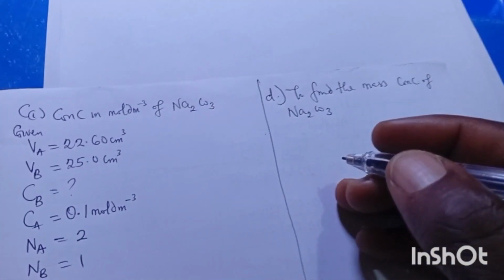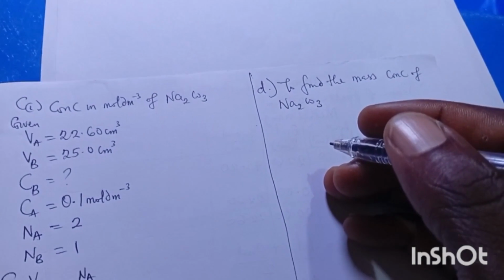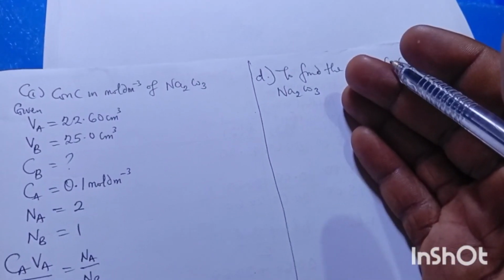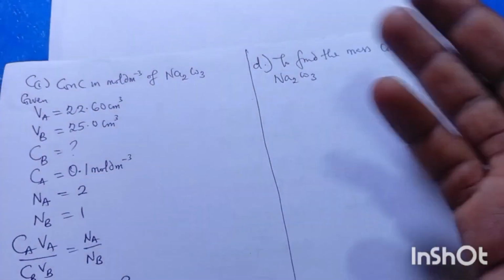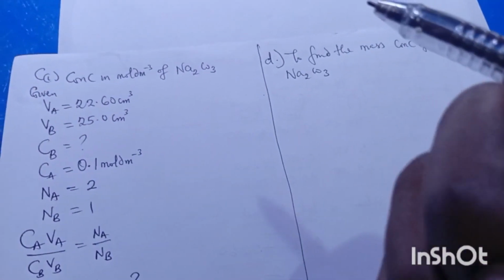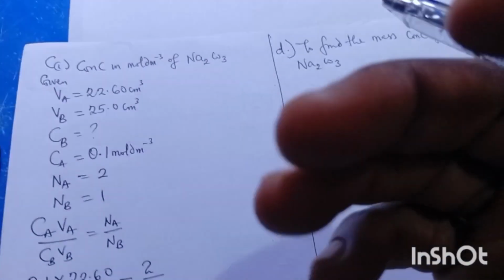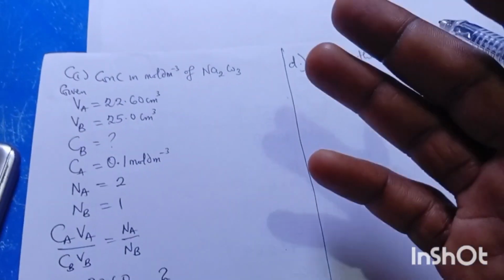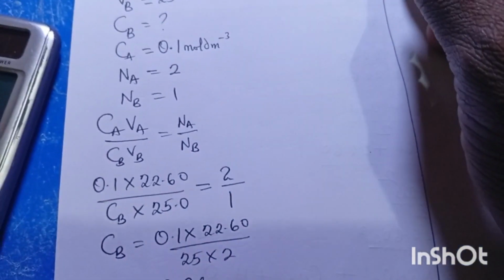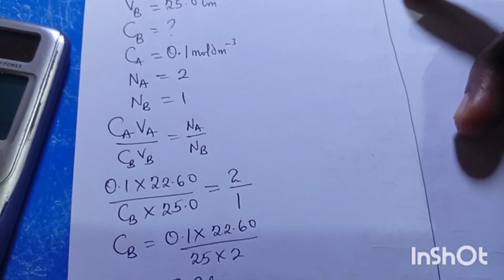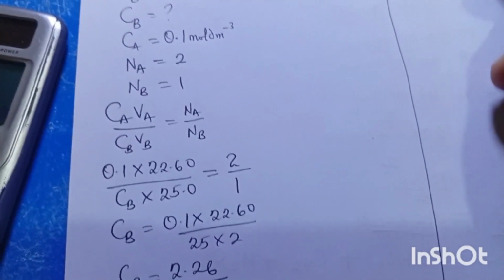So, since I want to find the mass concentration of Na2CO3, mass concentration can be mass over volume, or it can come from the angle that molar concentration is equal to mass concentration over molar mass. Definitely, mass concentration will be molar concentration times molar mass. Now they gave me atomic masses: sodium 23, carbon 12, oxygen 16.